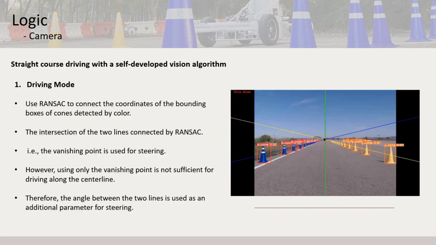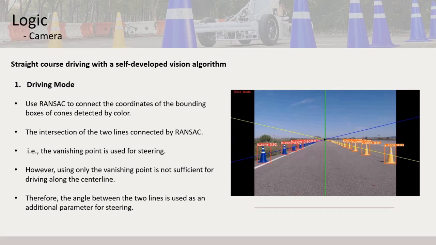I'll tell you about how to drive on a straight course. There are three modes in our camera logic. The first one is driving mode. In the driving mode, the system detects cones using YOLO V5. In this mode, we used the RANSAC algorithm to connect the bounding box coordinates of cones detected by their color. The intersection of these lines provides a vanishing point, which is used for steering.